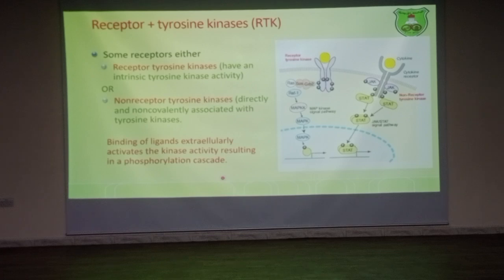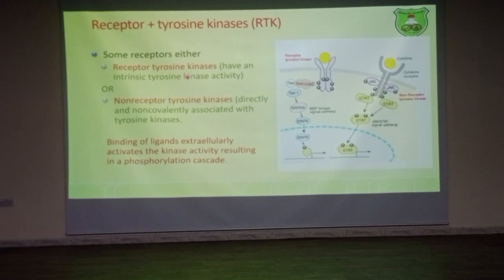Modes, not moods. Two modes. We have receptor tyrosine kinases, meaning that it is an enzyme that is also a receptor. It's a receptor that is also a kinase. And we have non-receptor tyrosine kinases, meaning they are bound to a separate enzyme, and this enzyme can be released from the receptor.